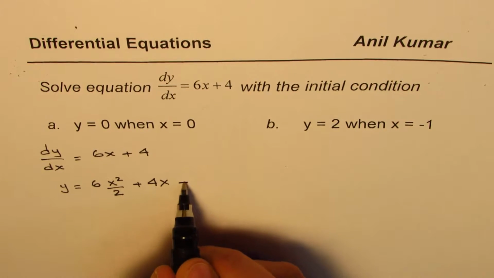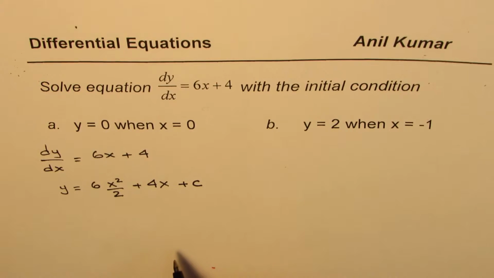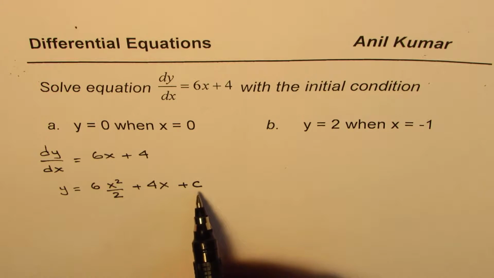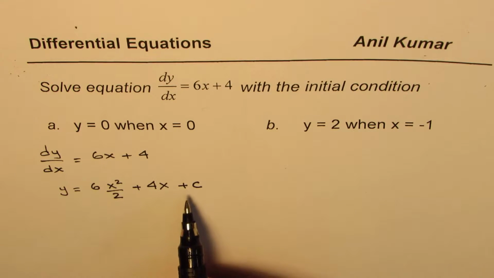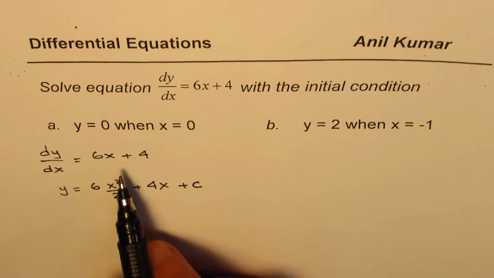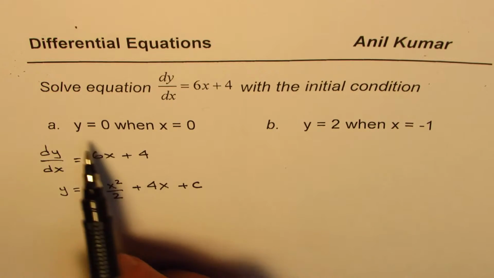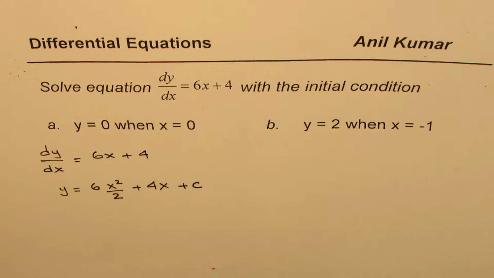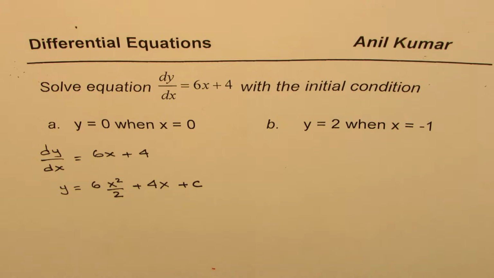And always, there is a constant c. The reason is that the derivative of this constant is 0, so it could be any number, right? So that becomes a very general solution for this differential equation. Now these conditions give you the value of c, basically, correct? So now let's put these conditions a and b and find what c is.